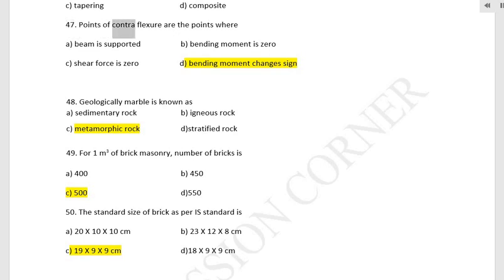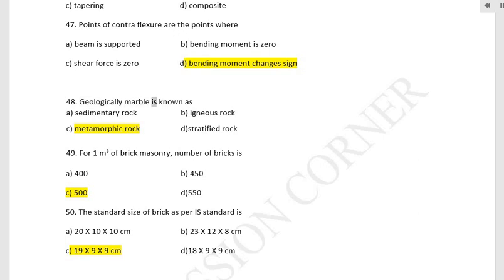47. Points of contraflexure are the points where: A. Beam is supported. B. Bending moment is 0. C. Shear force is 0. D. Bending moment changes sign.